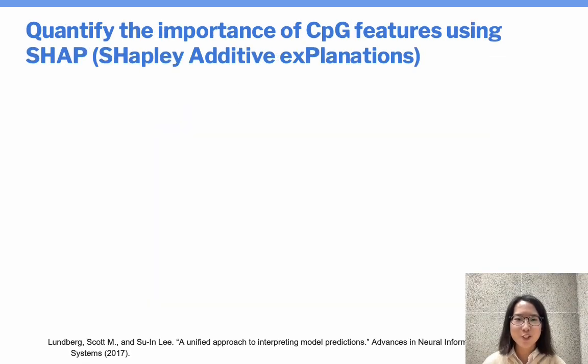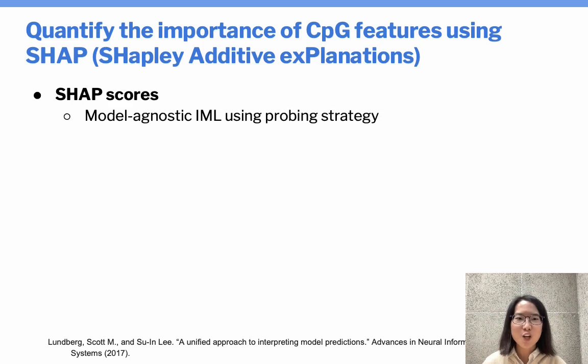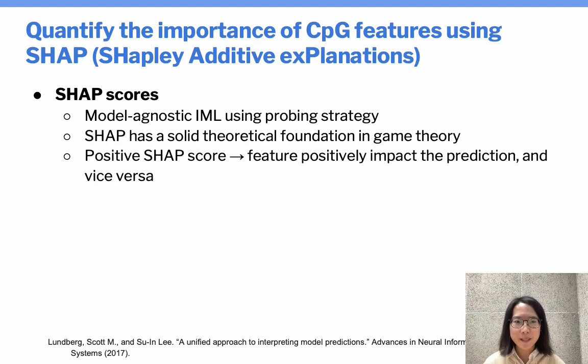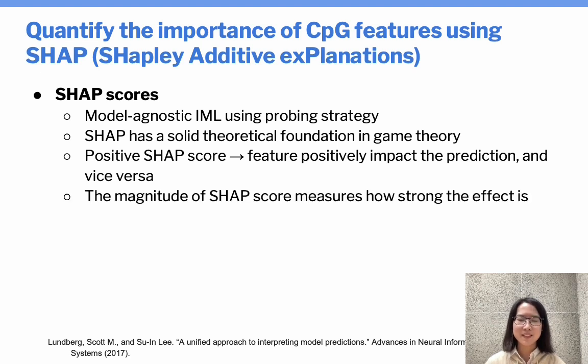Let's have a quick introduction of SHAP score. SHAP is a model-agnostic IML using probing strategy. It has a solid theoretical foundation in game theory. A positive SHAP score indicates that the feature can positively impact the prediction and vice versa. The magnitude of the SHAP score measures how strong the effect is.